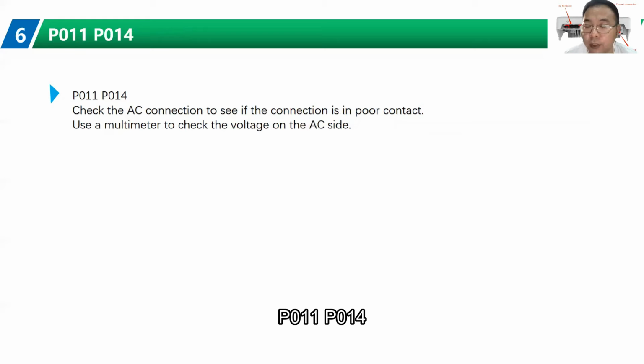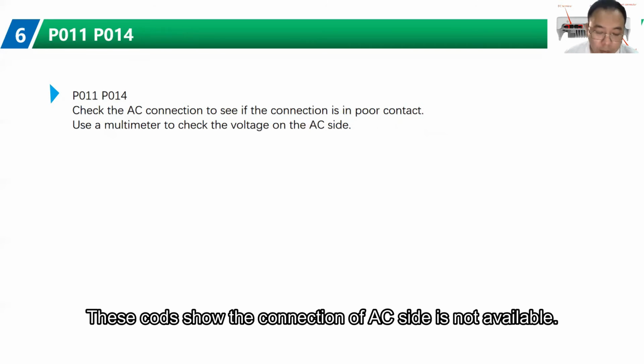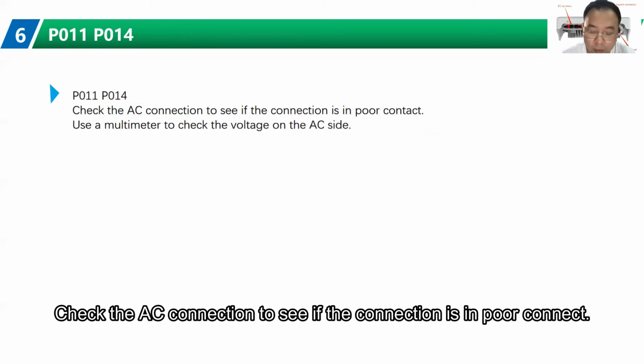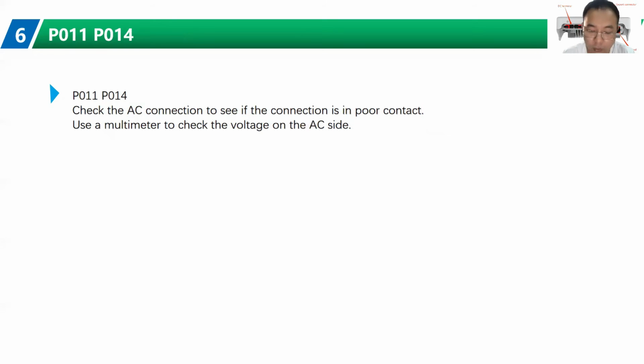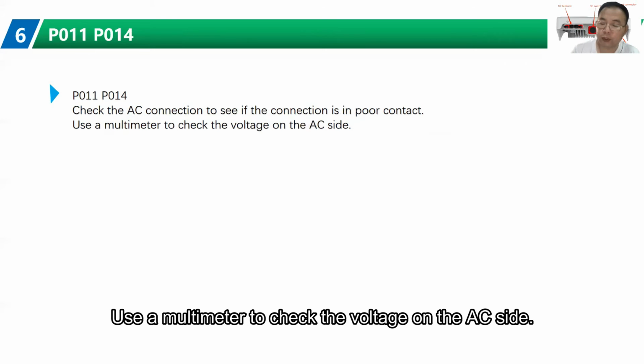P011 and P014. This code shows the connection of AC side is not available. Check the AC connection to see if the connection is in poor contact. Use a multimeter to check the voltage of the AC side.